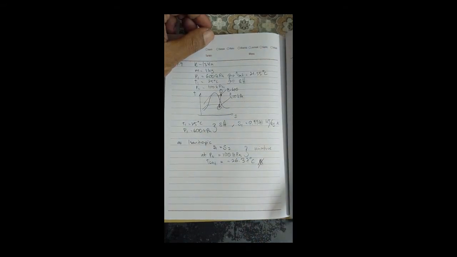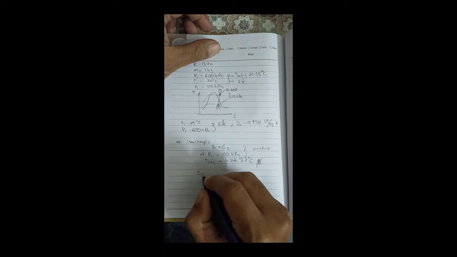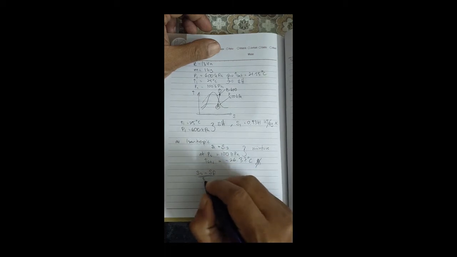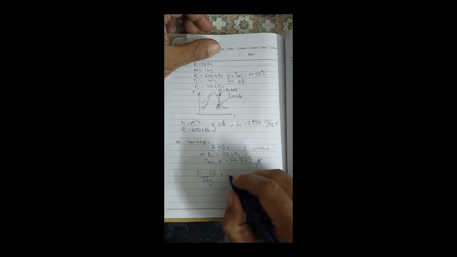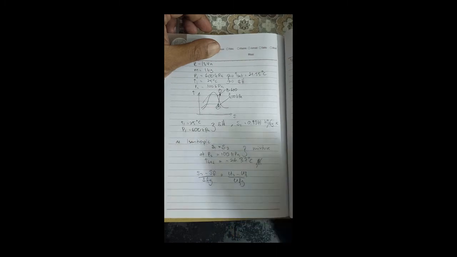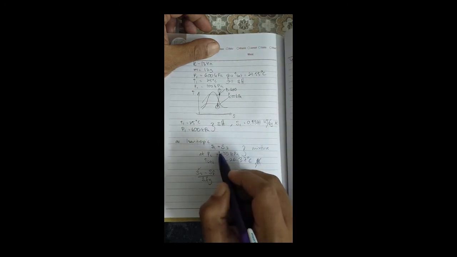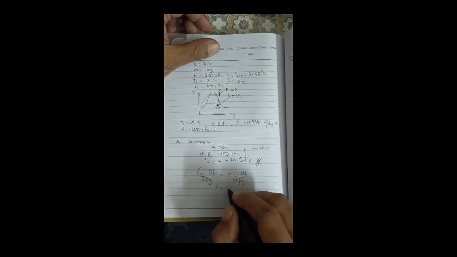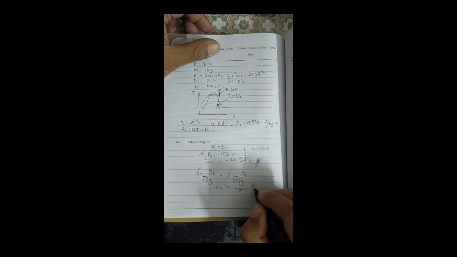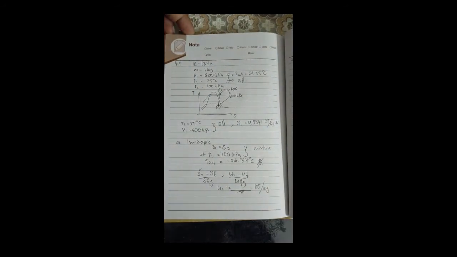Lastly is the specific internal energy. Basically, S2 minus Sf over Sfg, and U2 minus Uf over Ufg. So for S2, you got your answers. So U2 is in kilojoules per kg. Alright, thank you.